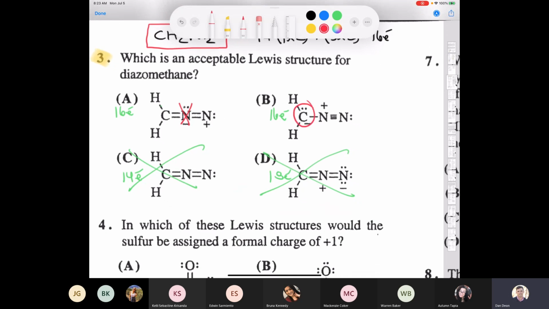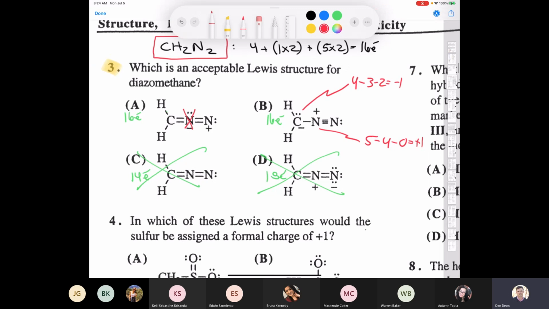This carbon is surrounded by 1, 2, 3, 4, 5, 6, 7, 8 electrons, so it has an octet. This nitrogen is surrounded by 8 electrons, it has an octet, and this nitrogen is surrounded by 8 electrons, it has an octet. So everybody has an octet. The formal charge on the carbon, you have 4 valence electrons, subtract 3 sticks and 2 dots, that gives you -1. And the formal charge on this nitrogen, you have 5 valence electrons, subtract 4 sticks and 0 dots gives you +1. So that's reasonable. So there's nothing wrong with B.